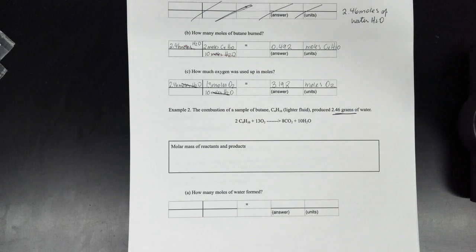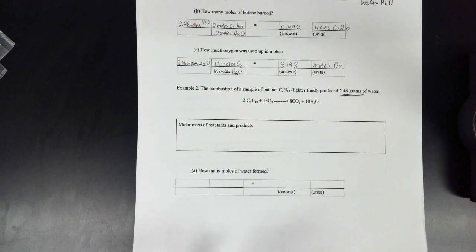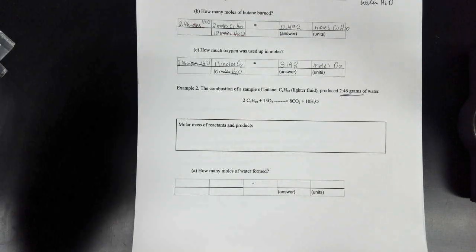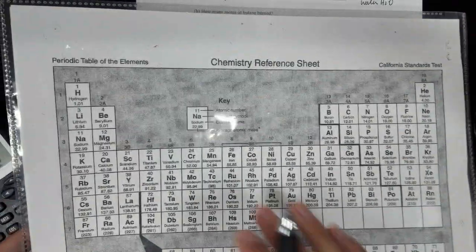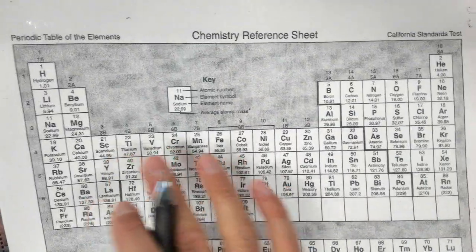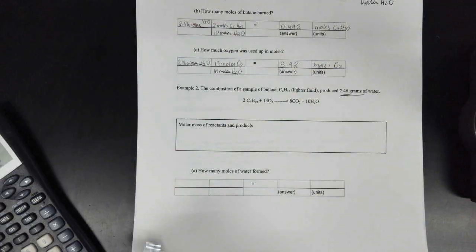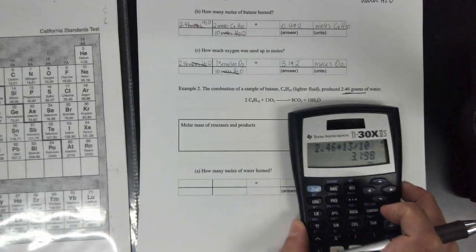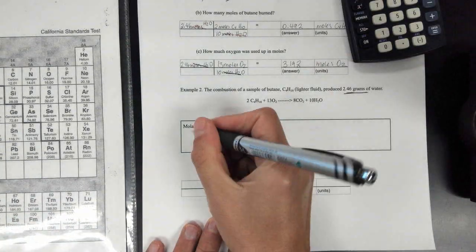Okay, so the first thing that we're going to do is calculate the molar mass of all the reactants and products. Okay, so remember, to do molar mass, you have to look in a periodic table and find the mass of the individual elements, see how many of them are present, and then add them up. I'm going to do it really quickly. So we have, let's start with butane.